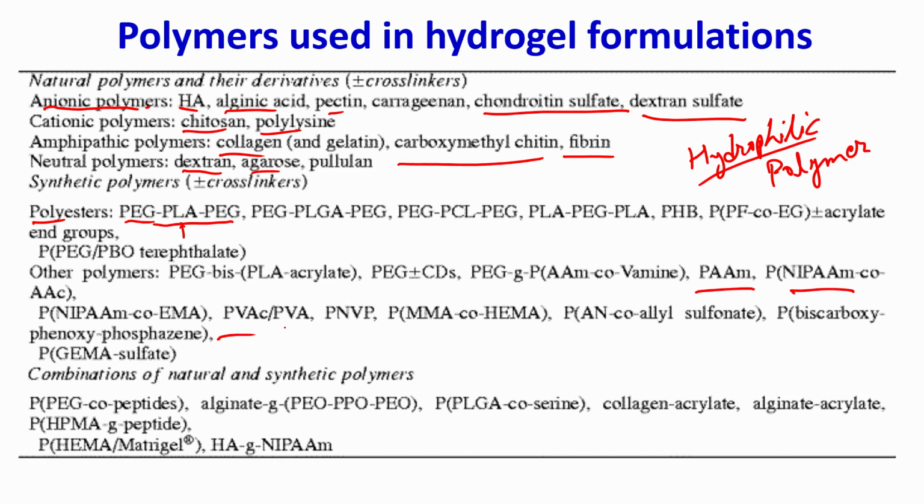So, all of these are again used quite often, and you do not really have to have categorically that it has to be either natural or synthetic. You can combine the two. So, you can combine PEG with other peptides to form a polymer, you can combine alginate with other PPO type polymers, you can have collagen and combine it with some sort of an acrylate polymer. So, all of this is again widely used in the literature.